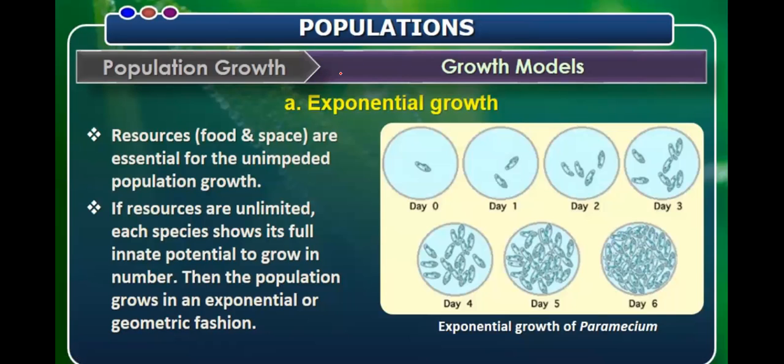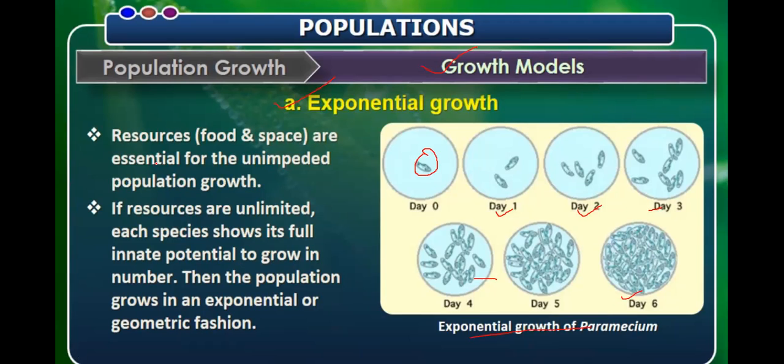Now we'll be discussing growth models. So there are different models. First model is exponential growth. On day 0, paramecium is 0. After day 0, there is 1. After day 1, there is 1, then 2, then the number keeps increasing. After day 6, it is so many. This is exponential growth of paramecium.